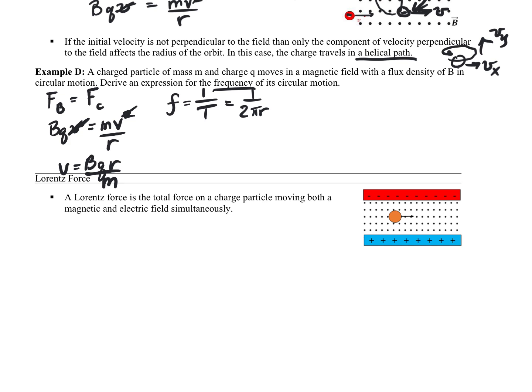So now what? Oh, it's not 1, it's V. It's V over 2 pi r. So now we just plug V in. So the frequency is now going to be V, which is BQR over M, over 2 pi r. We have R in the top and R in the bottom, so we have BQ left in the top and 2 pi M in the bottom. So there's my frequency.